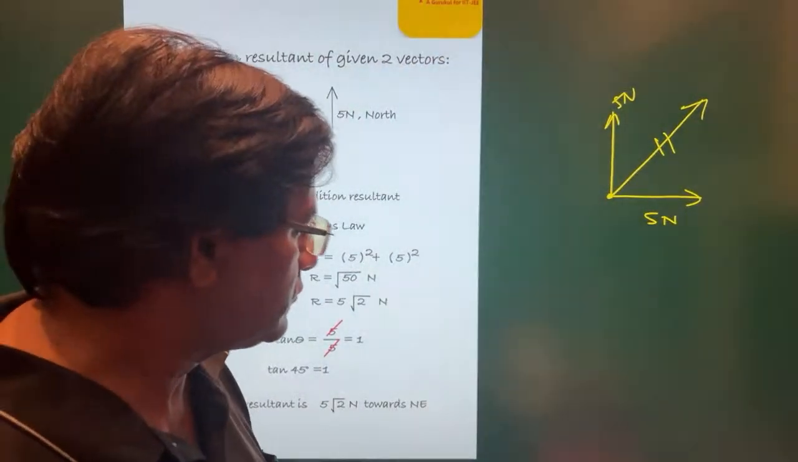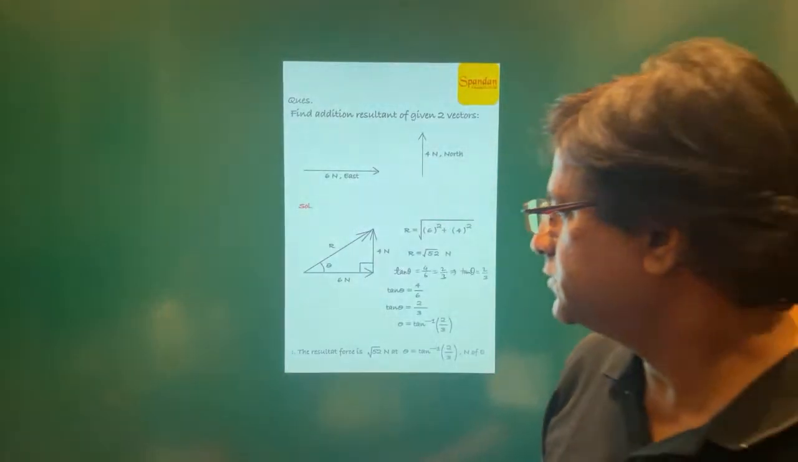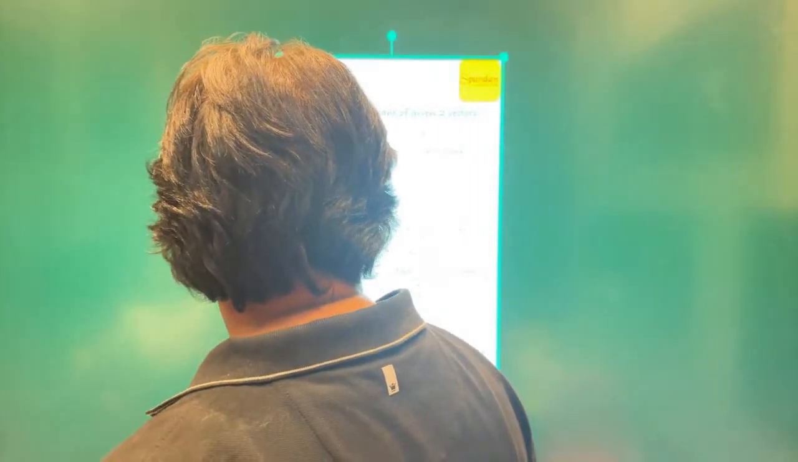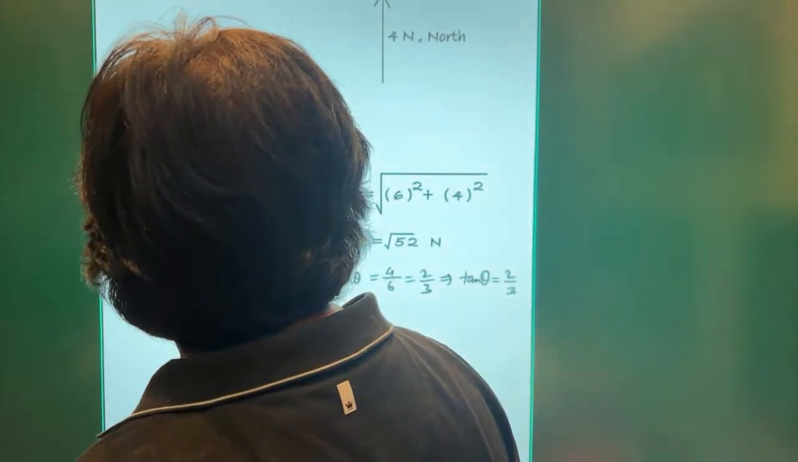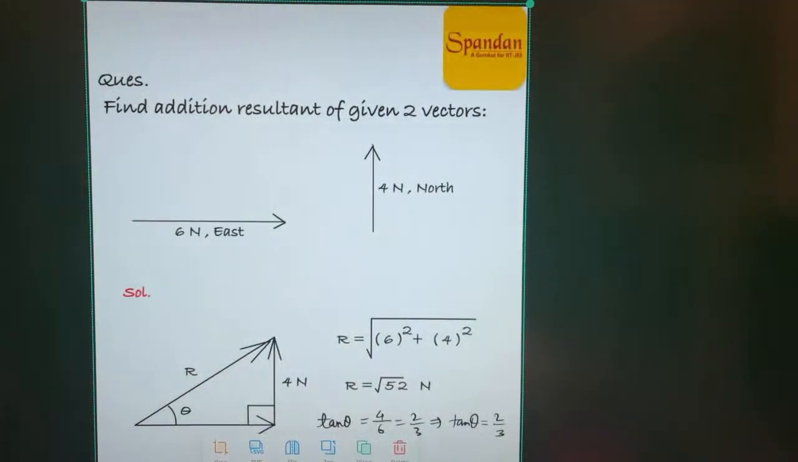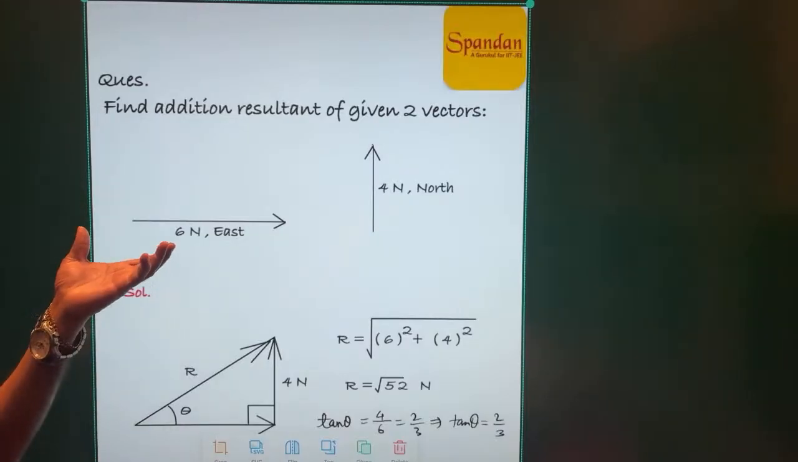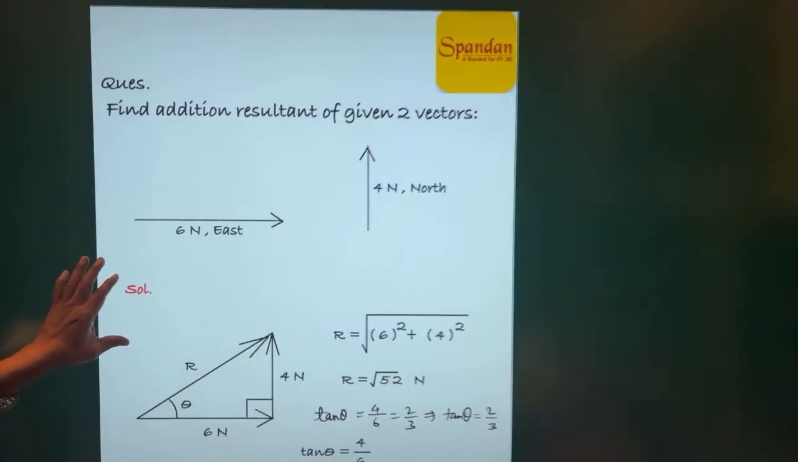Next we will add another two vectors. Find the addition resultant of these given two vectors. So here we have two vectors and we have to find the addition resultant. What will be the addition resultant of these two vectors, 6 Newton east and 4 Newton north? What will be its answer? Under root 52. So for this we have to use 6 square plus 4 square, right?